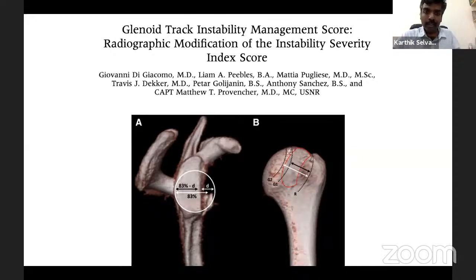Now this recent paper by Giacomo, I'm sure most of us have read this paper. He has taken the ISIS and he has used the glenoid track instead of the plain radiographs. Instead of that, he has used the 3D CT and has come out with a score.